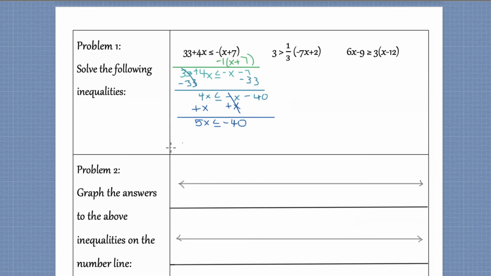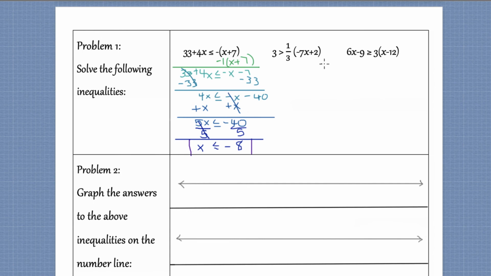Now our last step is just to divide both sides by 5 to get this x completely alone. So we're going to divide this by 5, and divide the other side also by 5. We end up getting 5x divided by 5 gives us just x, which is less than or equal to -40 divided by 5, which gives us -8. So this right here is our answer.